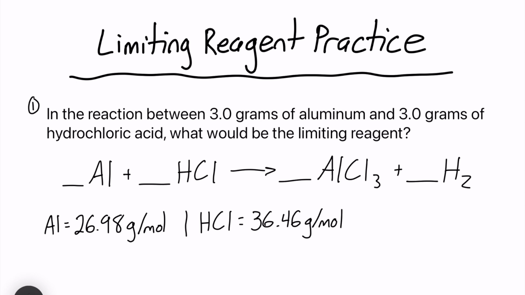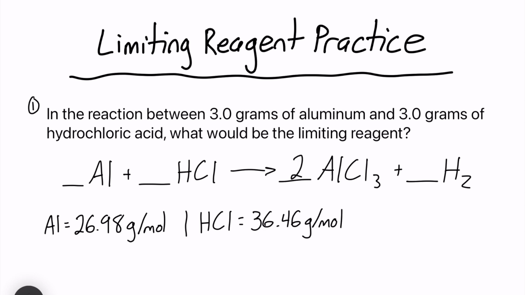So in these practice questions, if at any point you need to pause and try something on your own, go ahead and do that. But let's get into number one. In the reaction between 3 grams of aluminum and 3 grams of hydrochloric acid, the question asks what would be the limiting reagent? Because these are stoichiometric calculations, the first thing we are going to do is just balance this equation. So let's go ahead and do that.